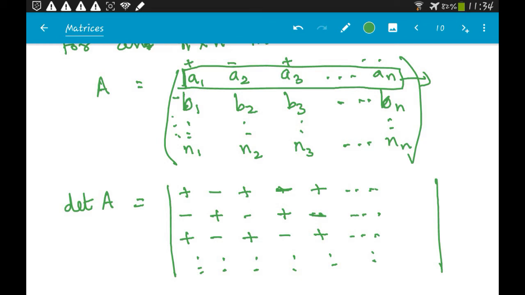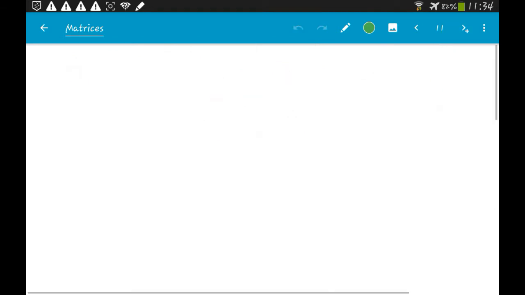Okay. Now let's see some facts about determinants. Now that we know how to calculate them, what are some useful facts?